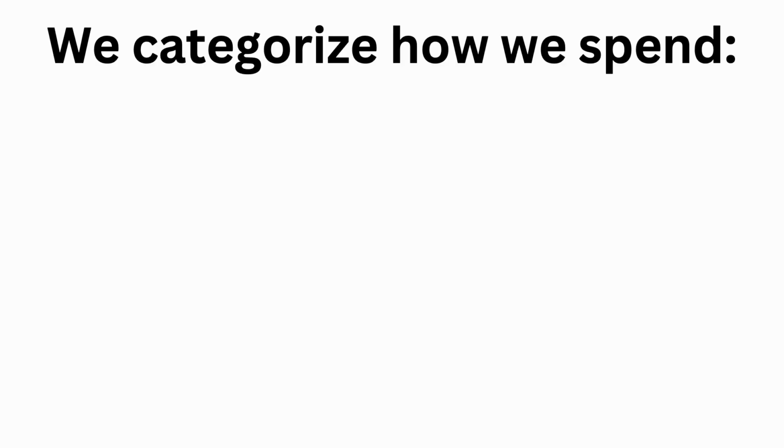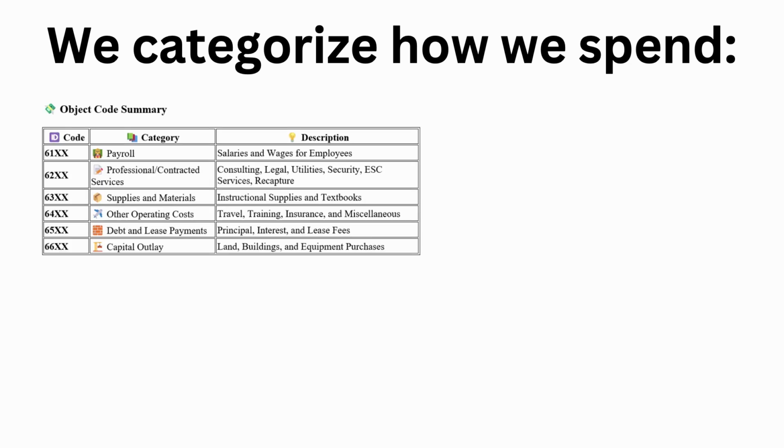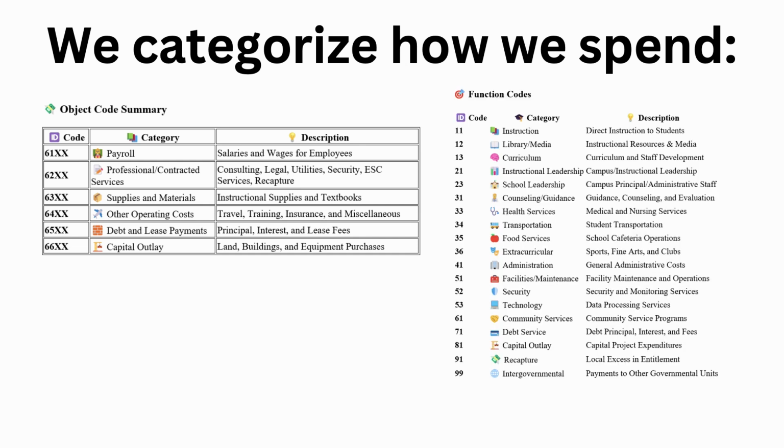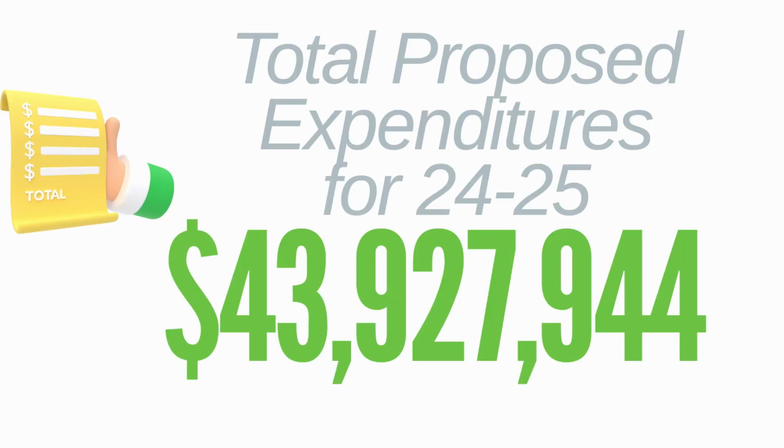So once we receive the revenue, we then spend it. First, I think it's important to know we categorize how we spend the revenue. We categorize it by object and then by function. Our object codes, as you see on the left of our screen, and on the right is the function of how we spend the money. The total proposed expenditures for 24-25 are $43,927,944.